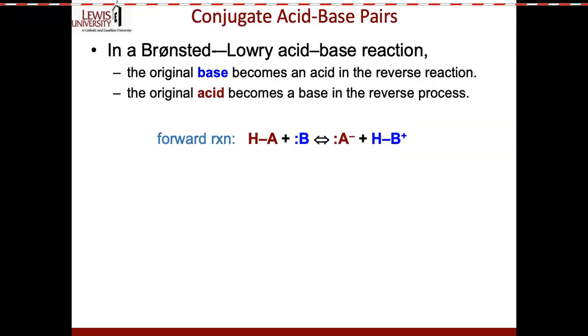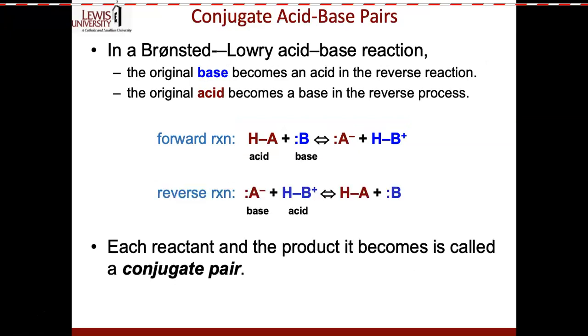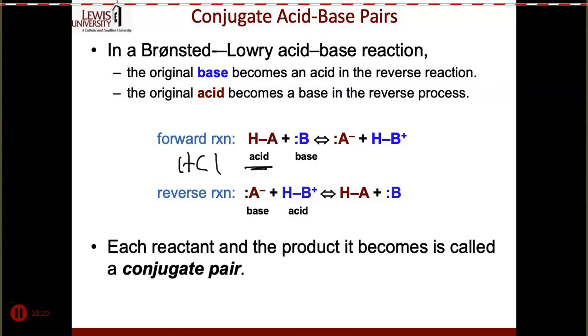And this creates conjugate pairs, right? So this is the important thing we want to get to, is a conjugate pair. So in the forward reaction, we have an acid, and that acid in the reaction we looked at is HCl. By donating its proton, it creates something that will act as a base in the reverse. That base is Cl minus.